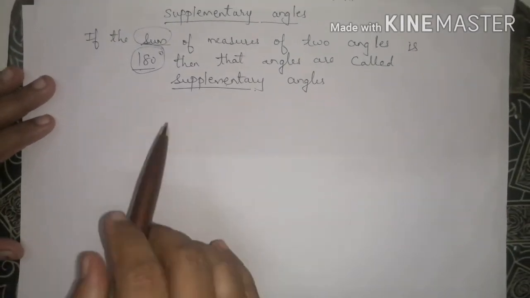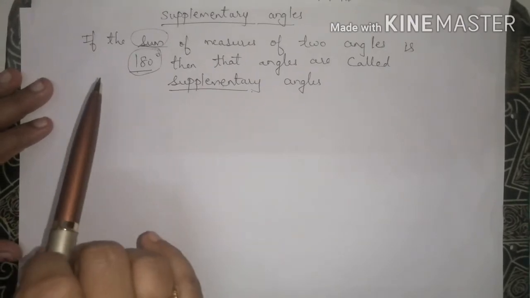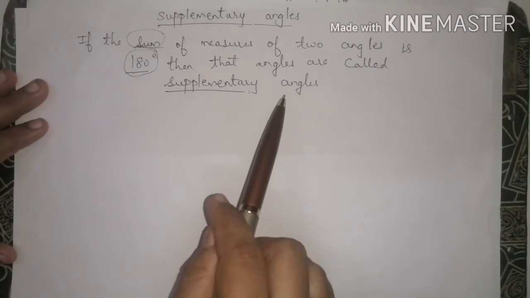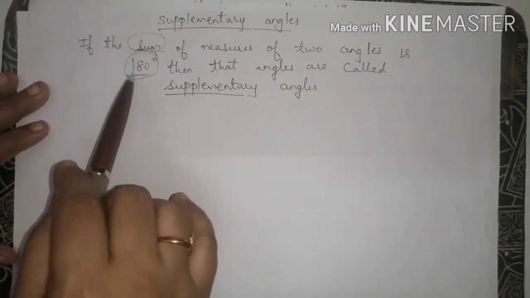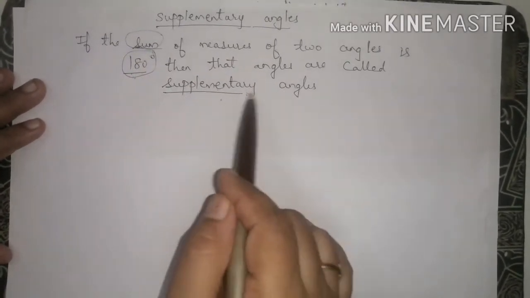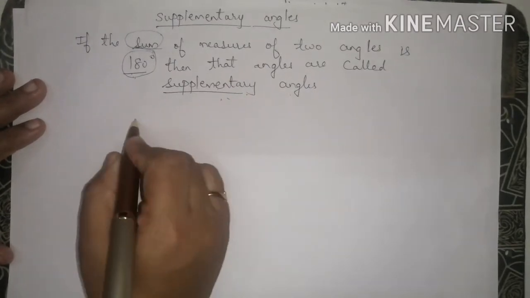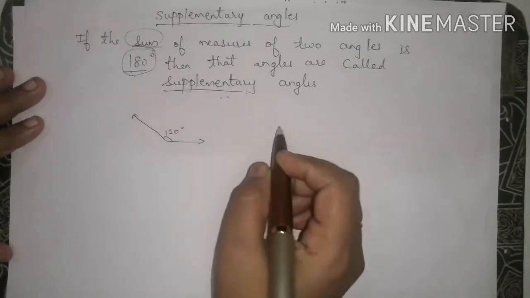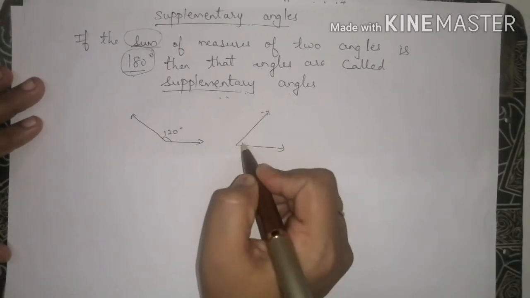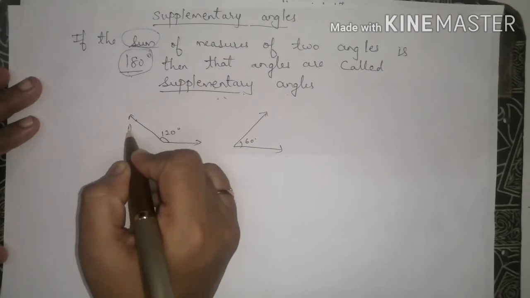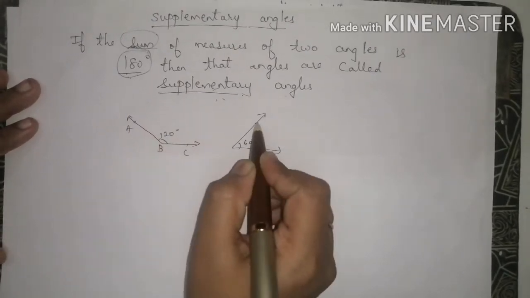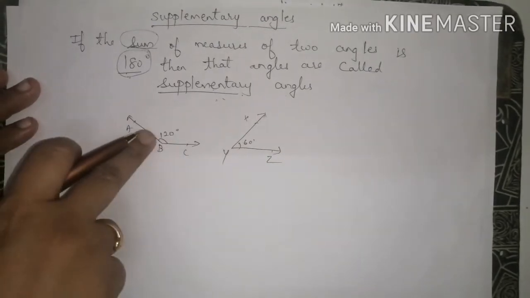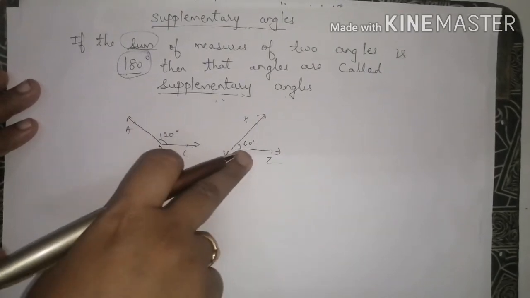Last time we have seen about complementary angles. If the total of two angles was 90 degrees, they were called complementary angles. Now if the total of two angles is 180 degrees, they are called supplementary angles. For example, if one angle is say 120 degrees, I'm just giving an example, and one angle is say 60 degrees. Suppose this angle is ABC and this one is XYZ. The measure of angle ABC is 120 degrees and the measure of angle XYZ is 60 degrees.